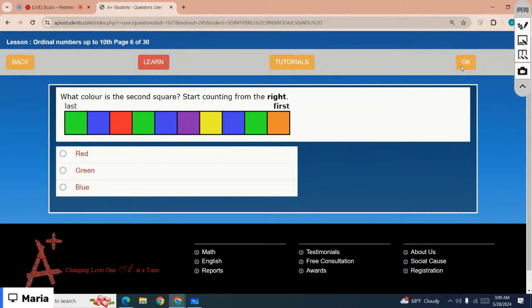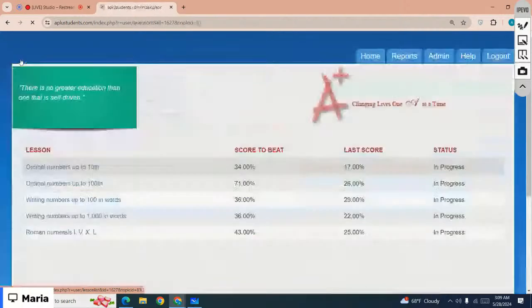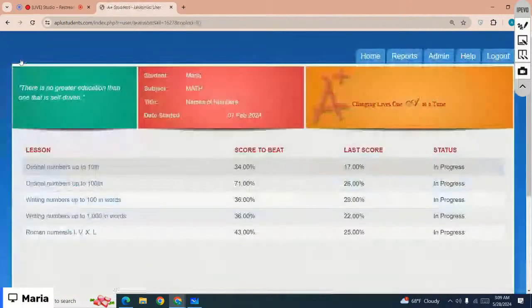The correct option is green. Okay, you can complete the lesson by yourself later today. Let me just move on to next lesson. The next lesson is ordinal numbers up to 100.